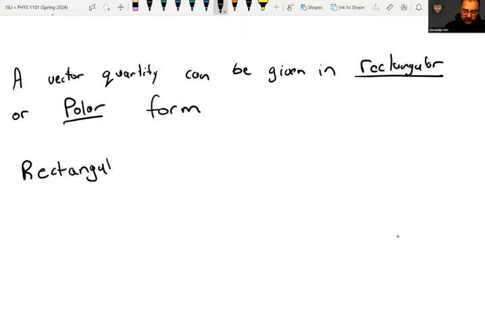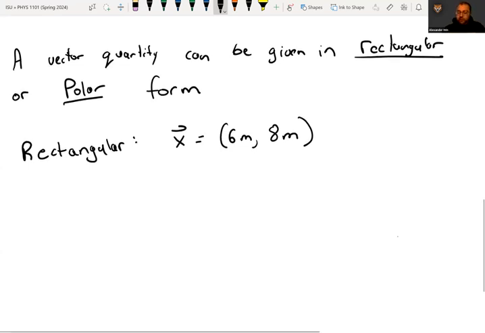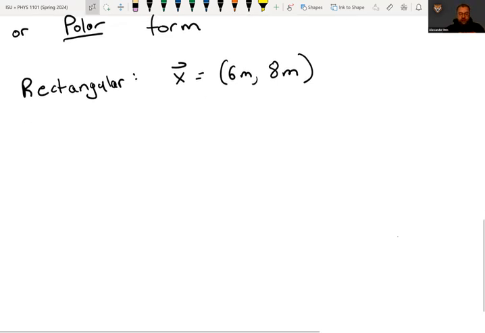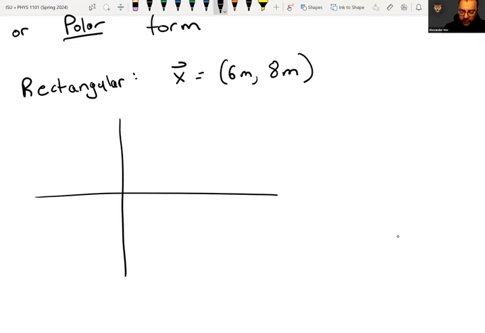Okay. Now, the rectangular form, we'll do a position vector in rectangular form. So what we would do is we would say, okay, we have this vector, and it's 6 meters and 8 meters. Now, if it's written like this, basically that first number is telling you the x position, and the second number is telling you the y position. So this is no different than writing that as an ordered pair in a coordinate plane.